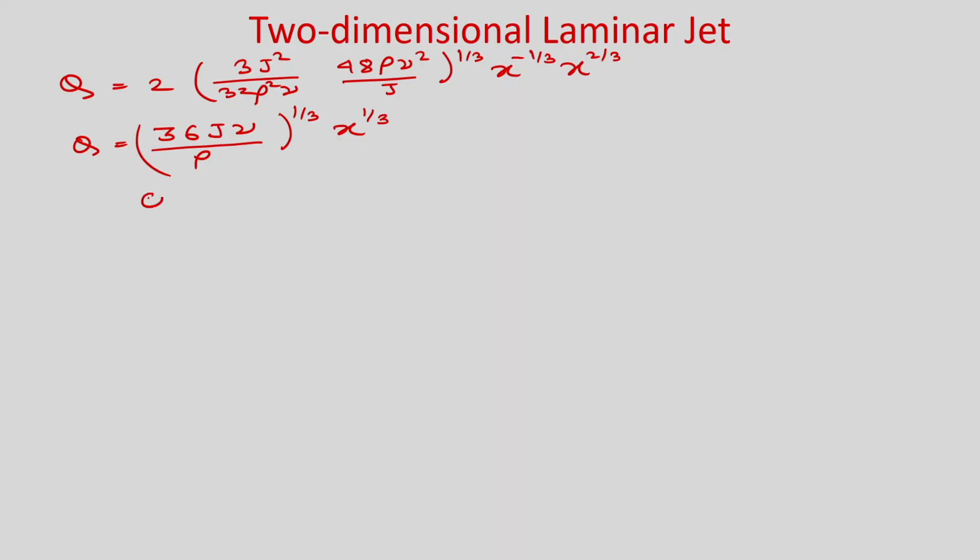So, from this expression you can see that the volume flow rate increases in the axial direction x with x to the power 1 by 3. So, that means q grows like x to the power 1 by 3.